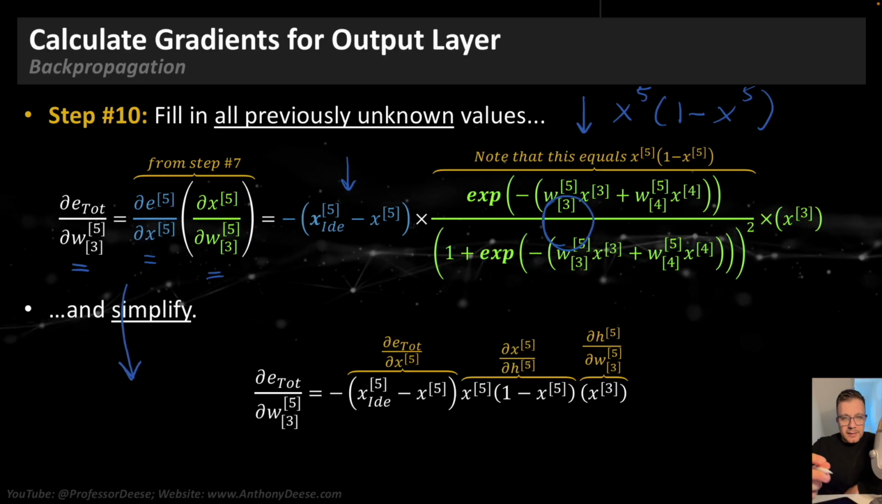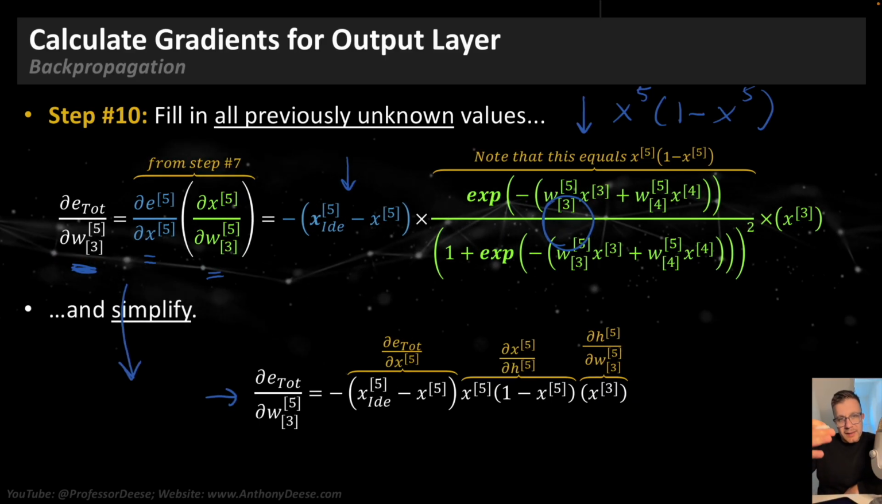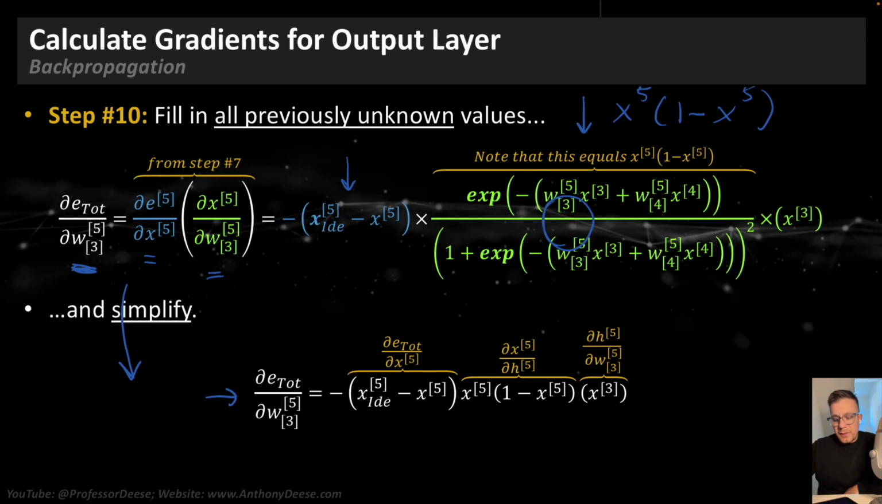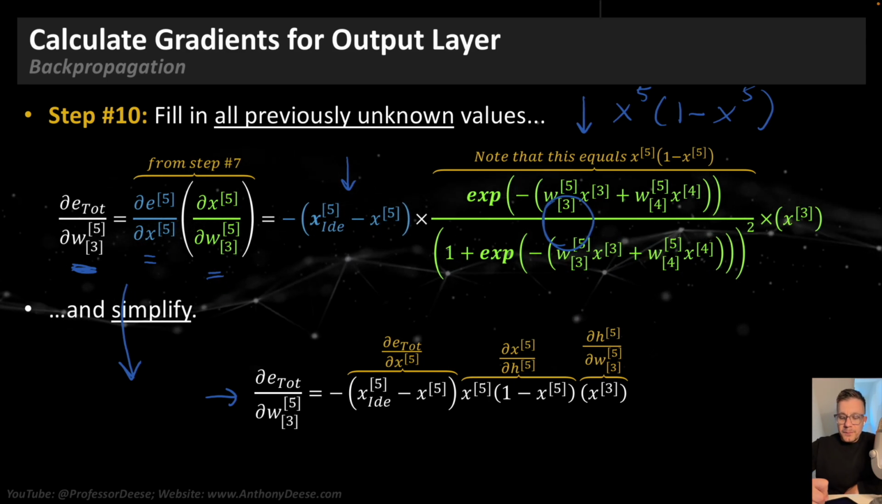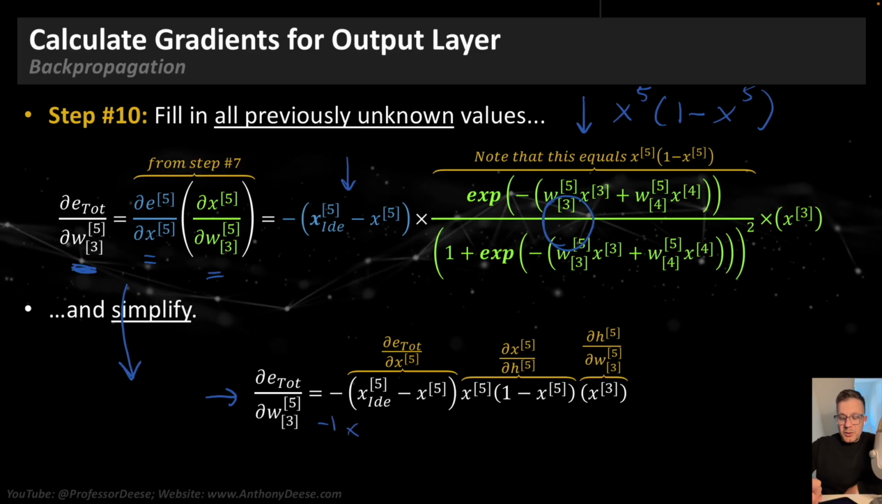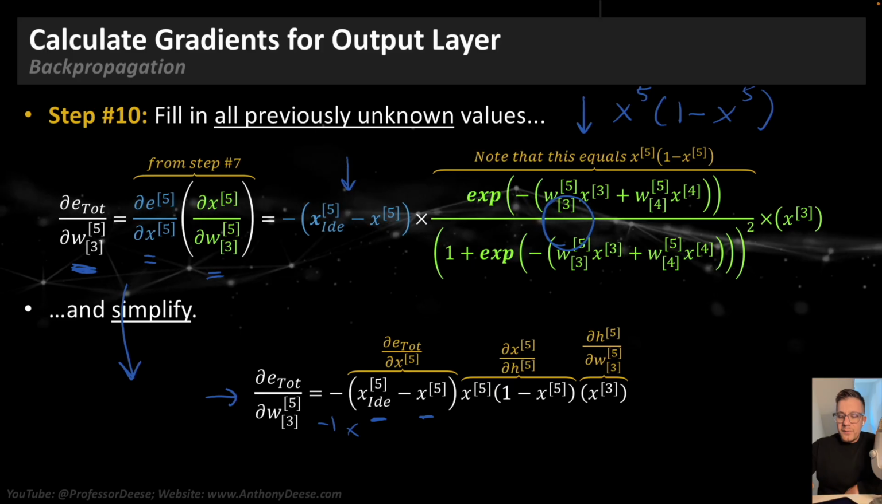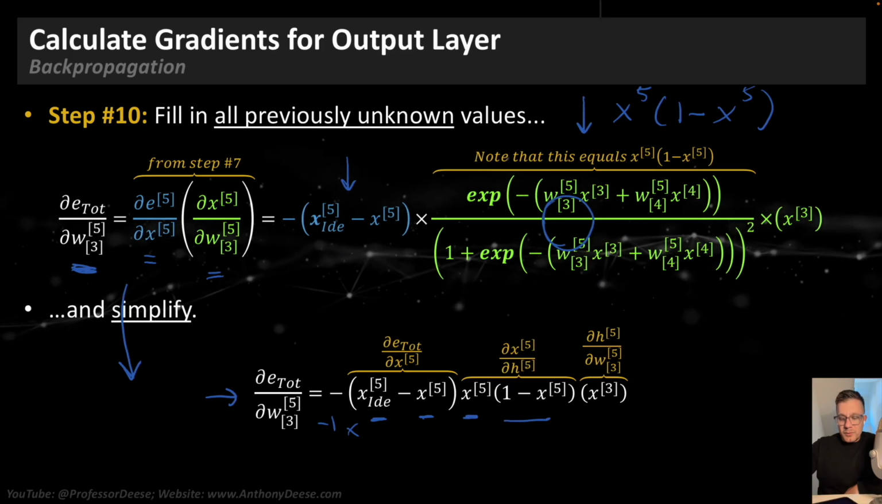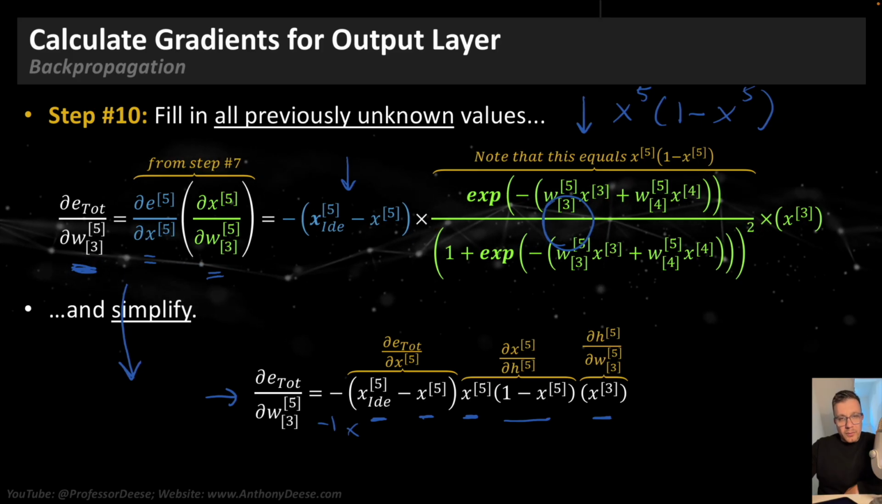Moving from this first line to the second, we can simplify. This is equal to this, and what we see in its simplified form is that the partial derivative of the total error with respect to our target synapse weight 3,5 is equal to minus 1 times the difference between the ideal state of node 5 and the calculated or estimated state of node 5 times x5 again times 1 minus x5 times x3, where x3 is the state of node 3.